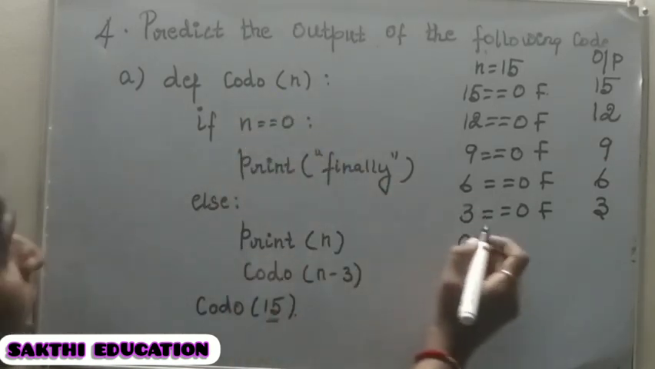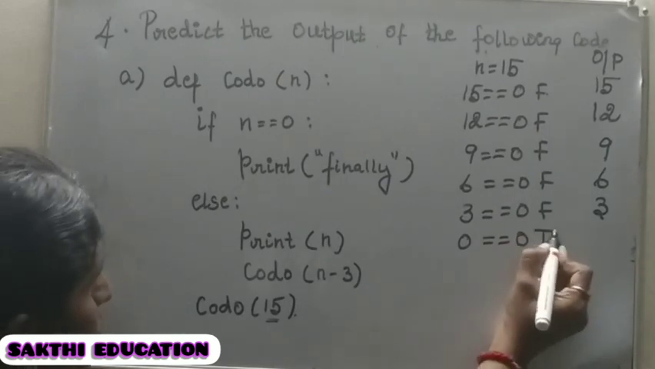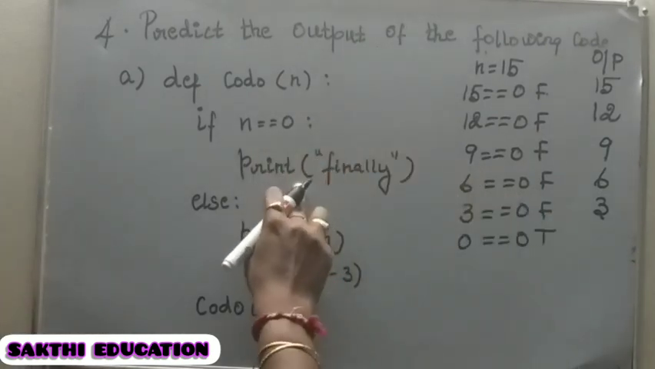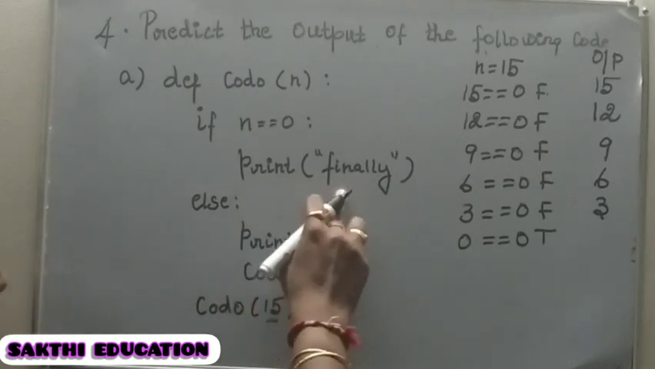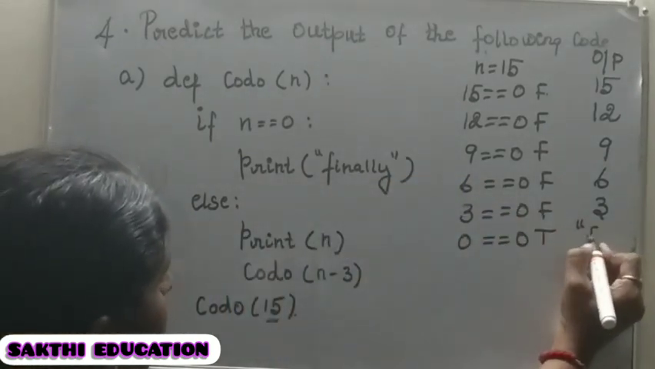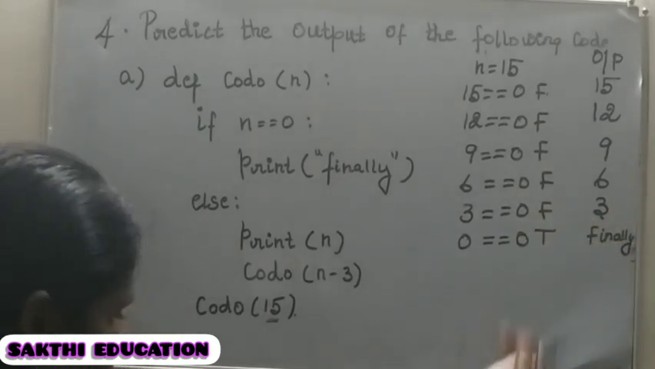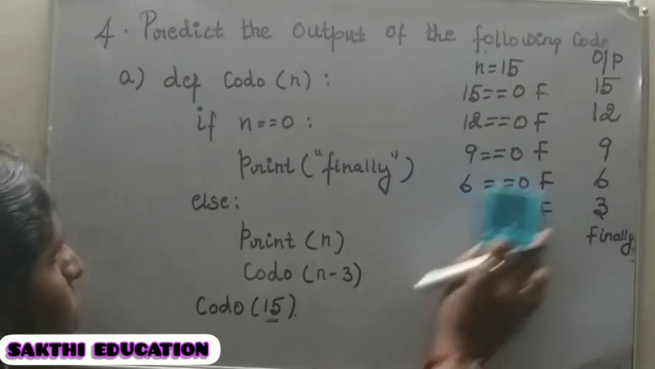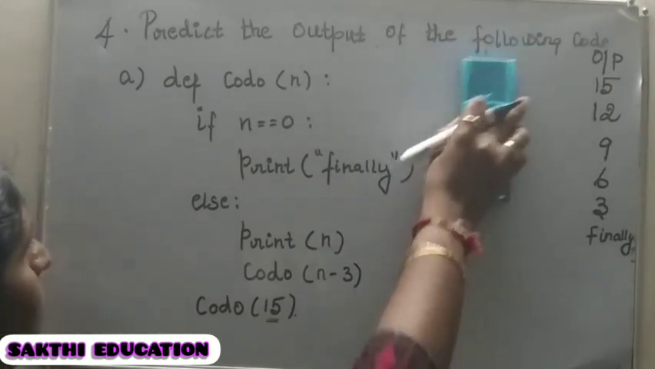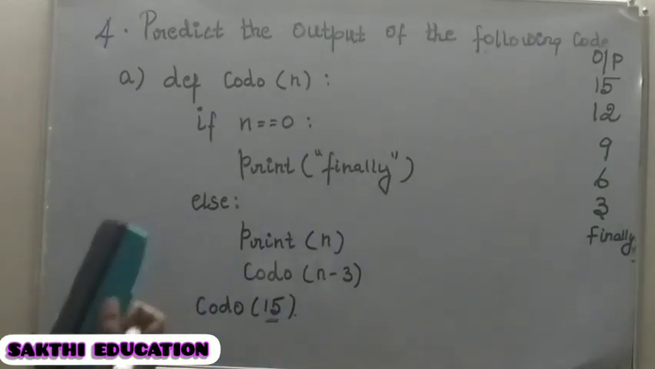Now we are checking 0 equal to 0. Now the condition is true. It's going to print inside the if part. What is present inside the print statement? Finally. So your output for this code is 15, 12, 9, 6, 3, finally is the output for this code.